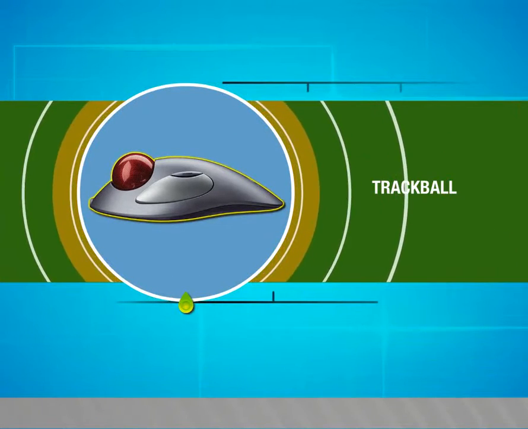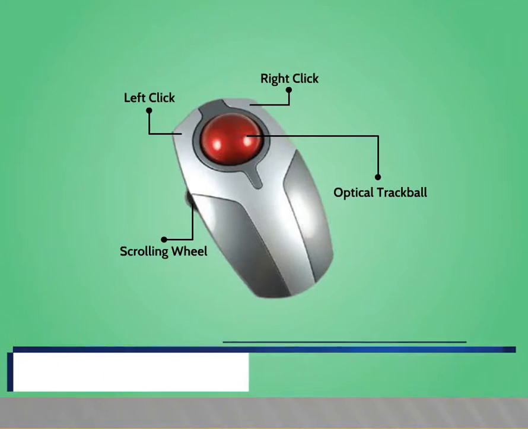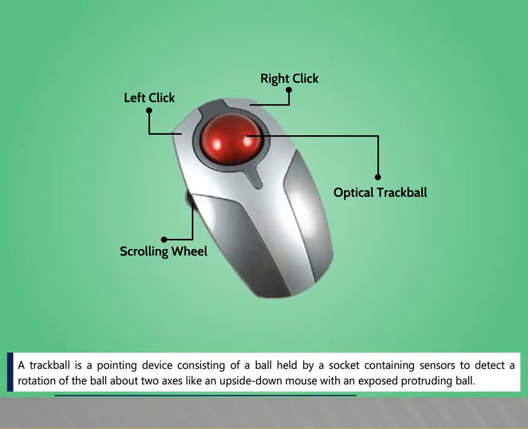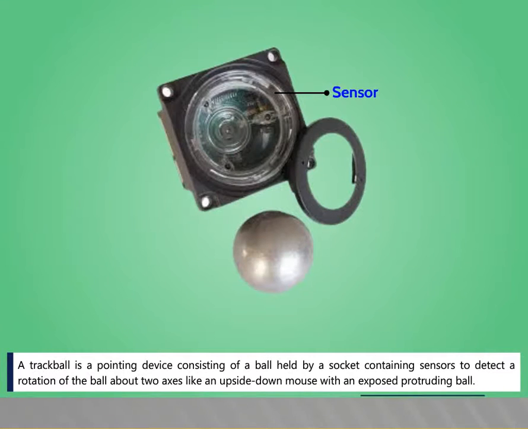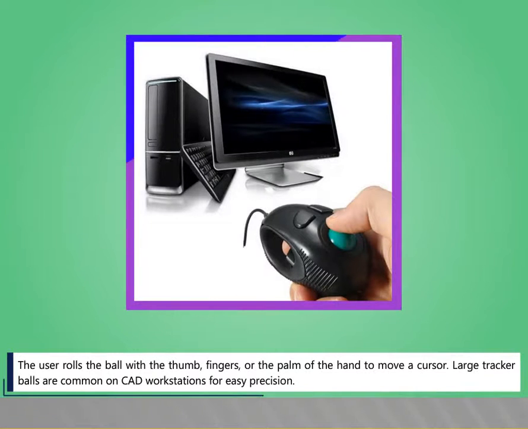Trackball. In this video, we are going to see about trackball. A trackball is a pointing device consisting of a ball held by a socket containing sensors to detect rotation of the ball about two axes, like an upside-down mouse with an exposed protruding ball. The user rolls the ball with the thumb, fingers, or the palm of the hand to move a cursor.